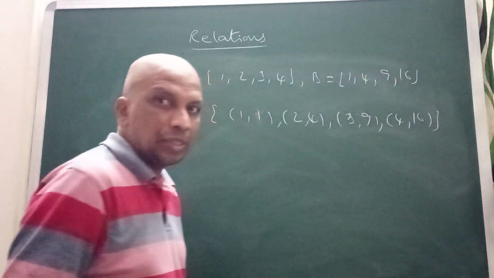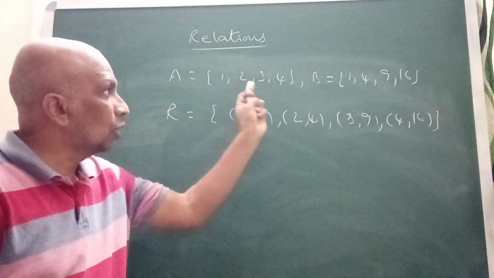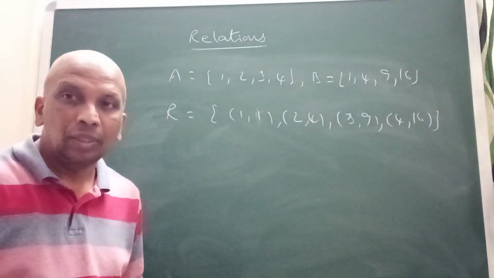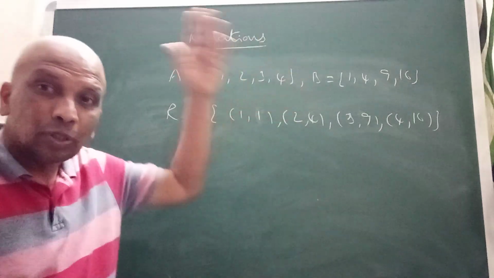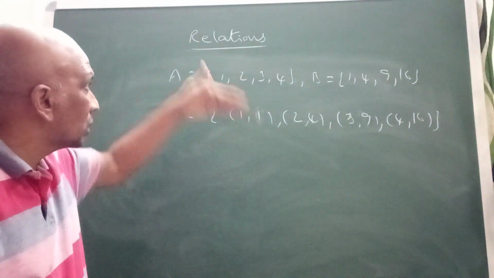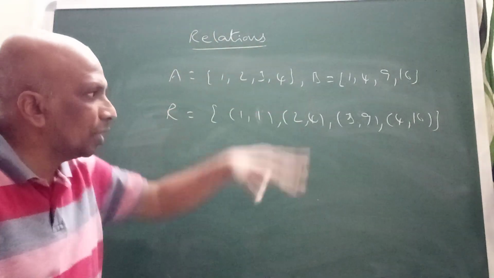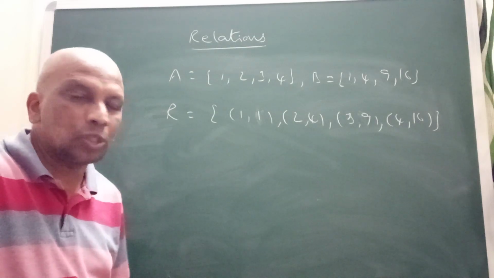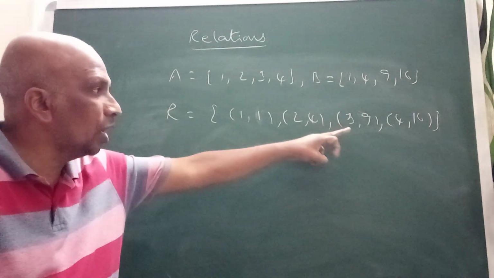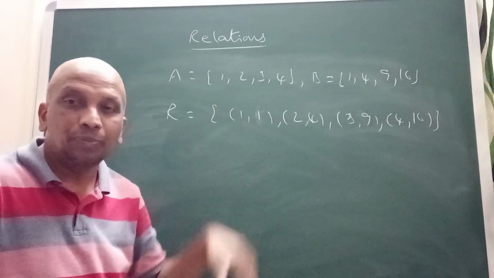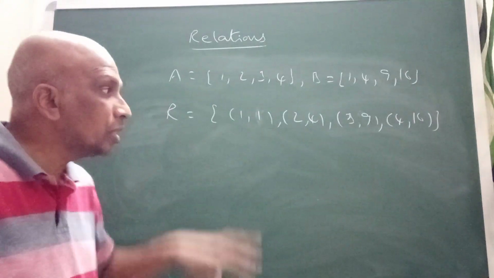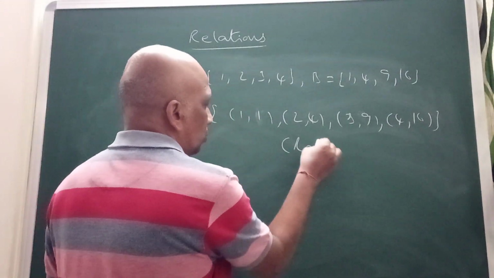Just I have taken like this. So not 4 into 4, it is (4, 16) you will get. R is a subset of A cross B. I have taken (1, 1), (2, 4), (3, 9), (4, 16). This is called roster form. This is known as roster form.